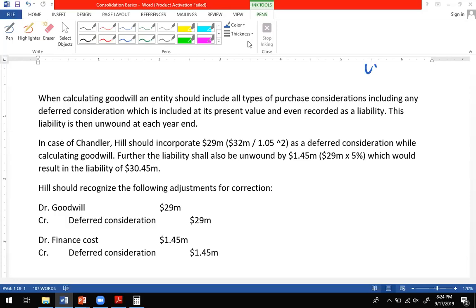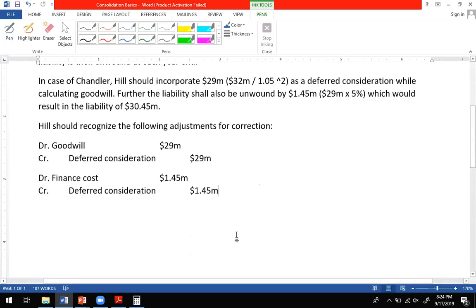Abhishta is asking what if the deferred consideration is to be paid after 3 months? How do you account for it? Abhishta, we actually calculate the present value only if the duration is 1 year or more. If the difference between the cash payment and the date of purchase is more than 1 year, only then are we going to calculate the present value. Otherwise, there's no need of calculating the present value.